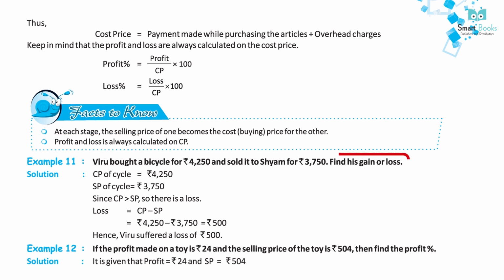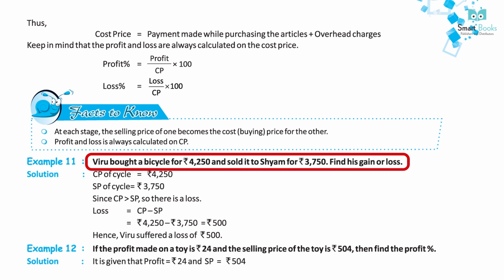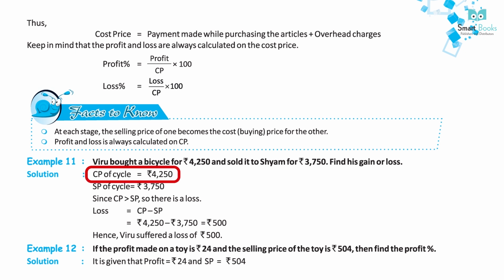Example 11. Viru bought a bicycle for rupees 4,250 and sold it to Shyam for rupees 3,750. Find his gain or loss. Solution. CP for cycle is equal to rupees 4,250. SP of cycle is equal to rupees 3,750. Since CP is greater than SP, so there is a loss. Loss is equal to CP minus SP, which is rupees 4,250 minus rupees 3,750, which is rupees 500. Hence, Viru suffered a loss of rupees 500.